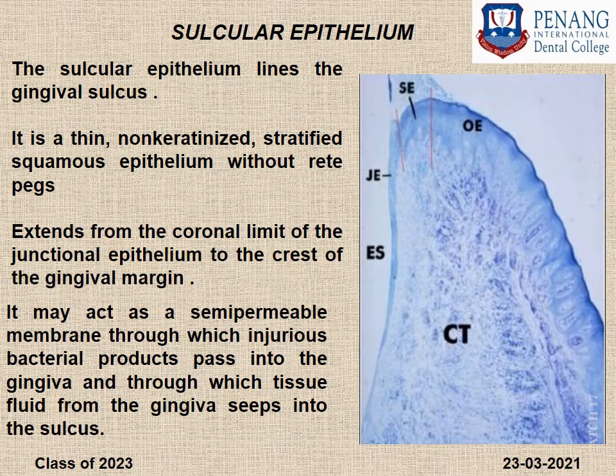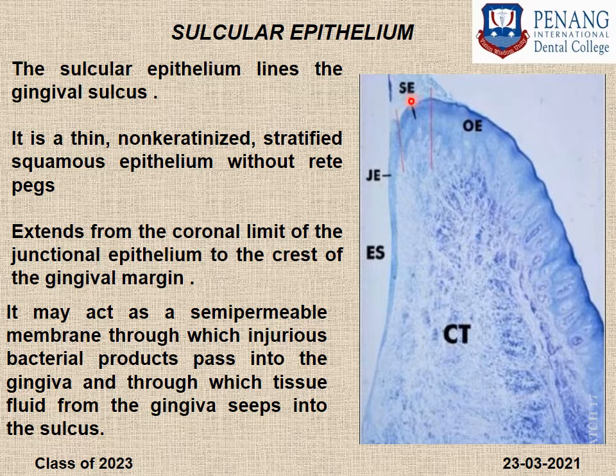Now coming on to sulcular epithelium, you can see very well in this histopathological slide that the area bounded by your sulcus is called the sulcular epithelium. The area where the gingiva touches the tooth surface is your junctional epithelium, and the outer area is known as your outer enamel epithelium. The sulcular epithelium is a thin non-keratinized stratified squamous epithelium without any rete pegs, and this extends from the coronal limit of the junctional epithelium to the crest of the alveolar gingival margin.